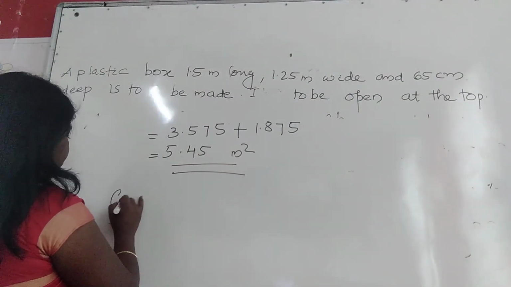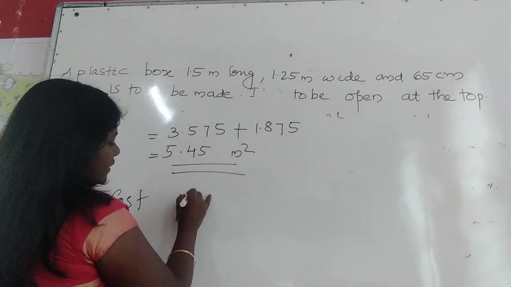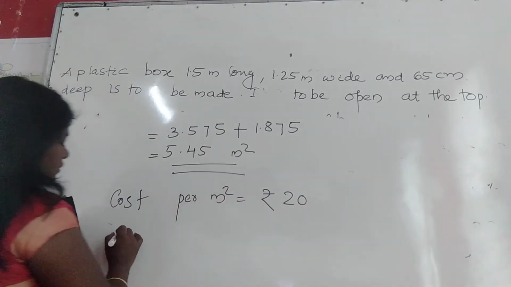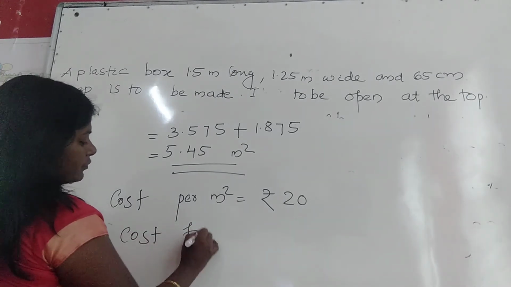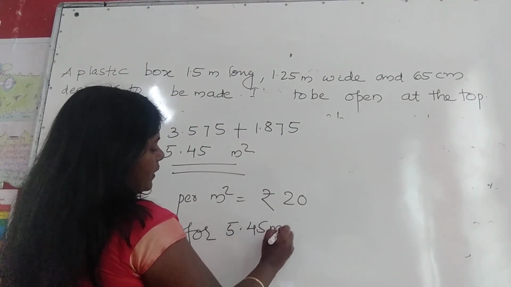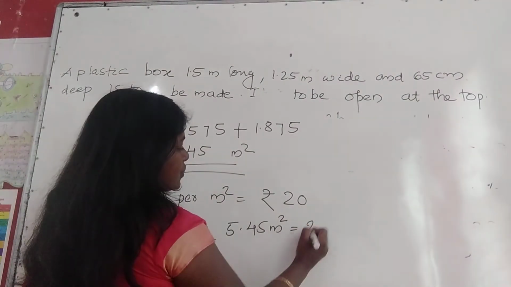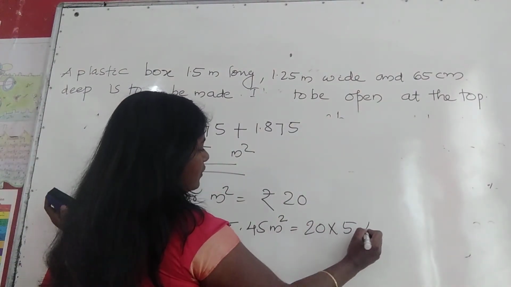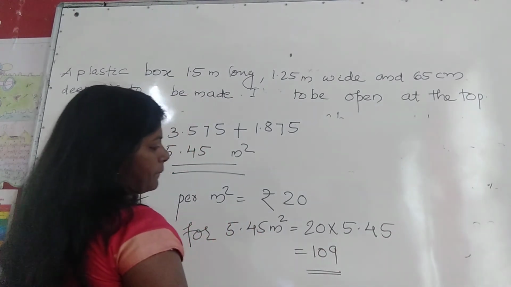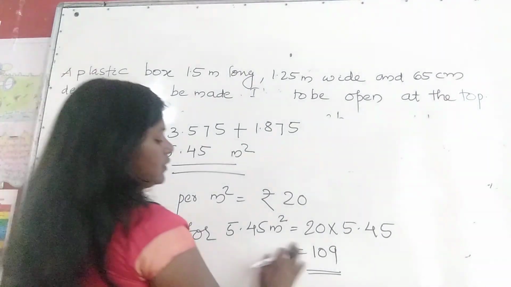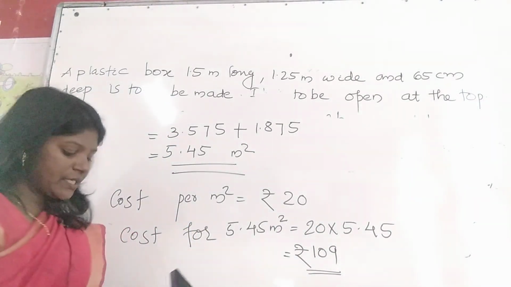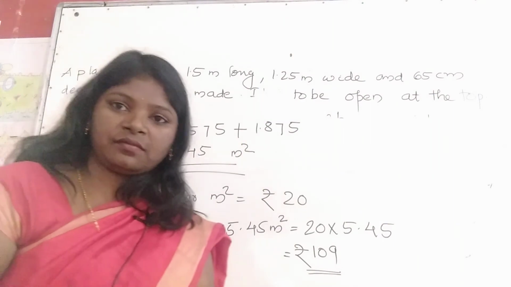Next, cost. Cost per meter square is rupees 20. Then the cost for 5.45 meter square, how can we find? That is 20 into 5.45, which is the cost of the sheet. Did you understand? Okay.